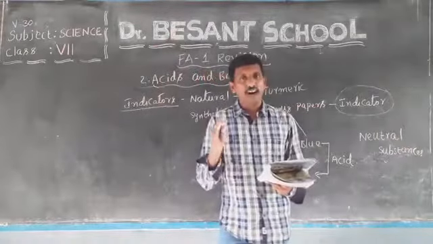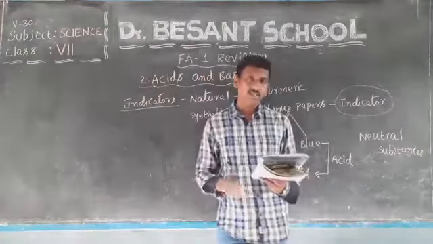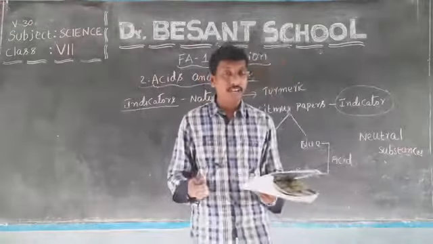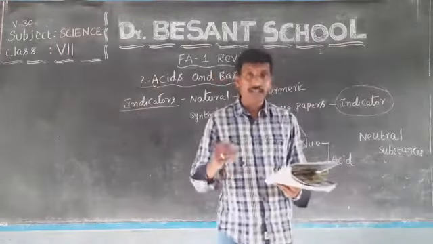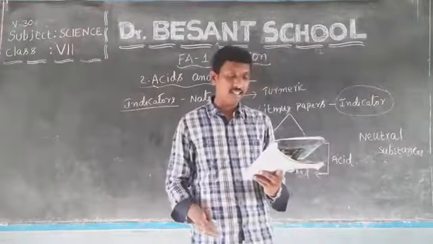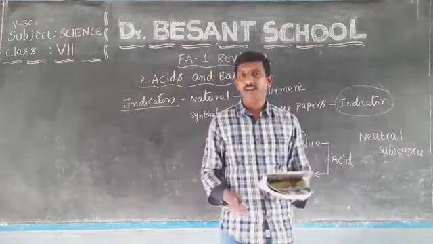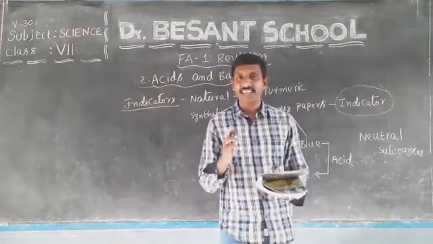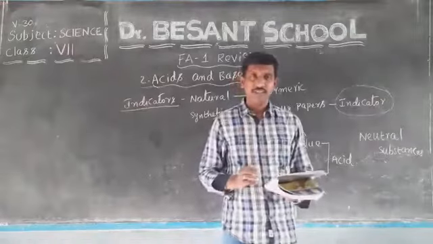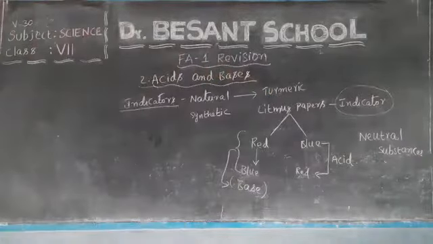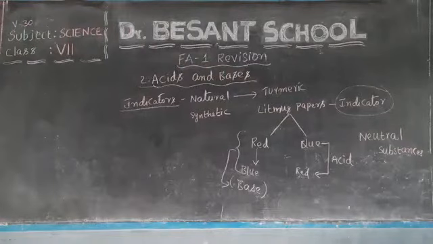Glass cleaners contain ammonium hydroxide, one of the weak bases. Soaps contain sodium hydroxide or potassium hydroxide, which are bases. And milk of magnesia is magnesium hydroxide. Do you remember this? It acts as an antacid. It treats the problem of acidity. Yes or no? Okay, my dear students.